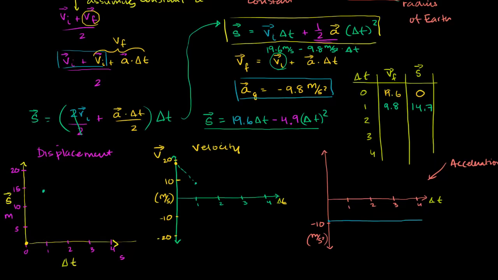Now what happens after 2 seconds? I'll do this in magenta. So after 2 seconds, our velocity is 19.6 minus 9.8 times 2. This is 2 seconds have gone by. Well, 9.8 meters per second squared times 2 seconds gives us 19.6 meters per second. So these just cancel out. So we get our velocity is now 0. So after 2 seconds, our velocity is now 0. Actually, let me make it so this looks more like a line. So let me just draw the line like this. So our velocity is now 0 after 2 seconds.